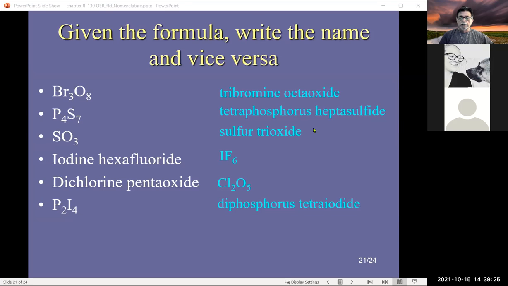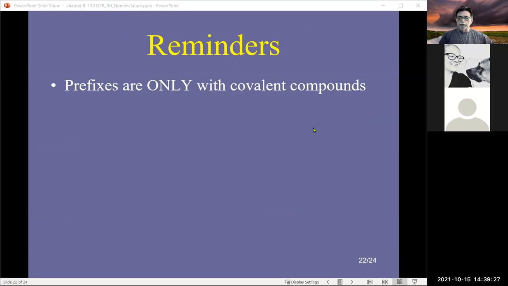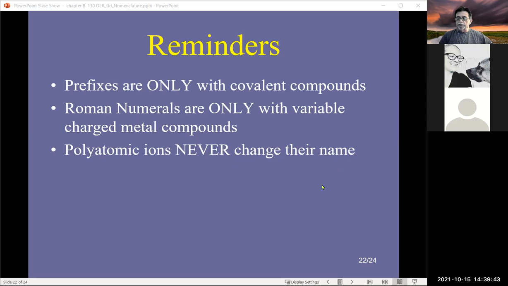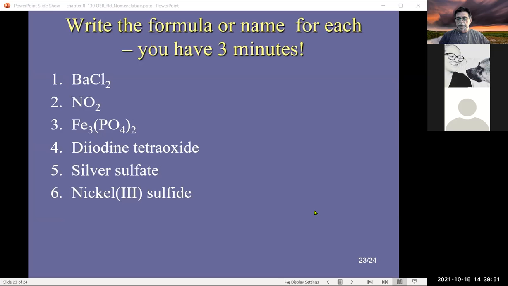Okay. So reminders: prefixes only for covalent compounds. Okay. Roman numerals only for those metals that have a variable charge or oxidation number. Okay, the metal compounds. And polyatomic ions don't change their name. They each have their own individual name. Their name stays.